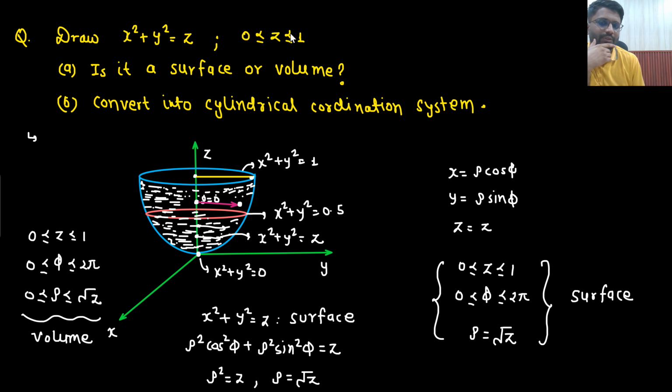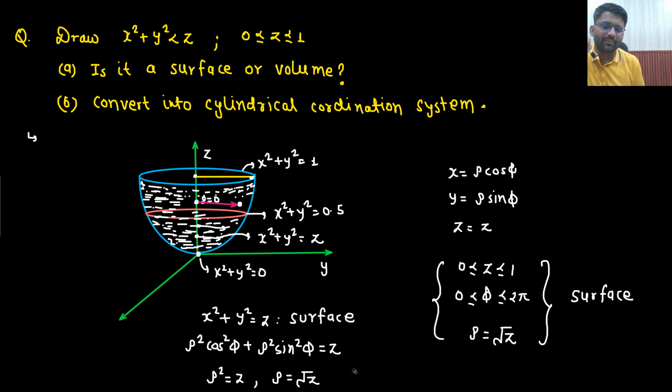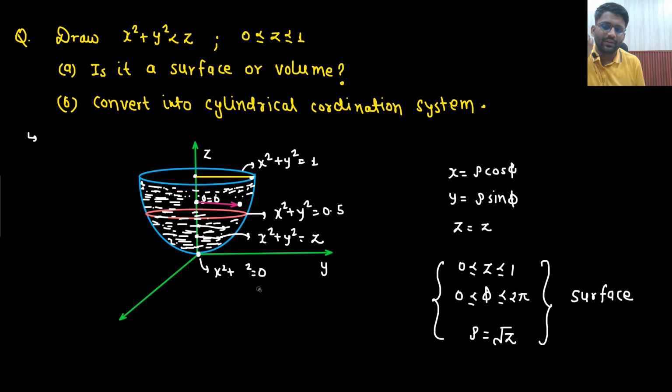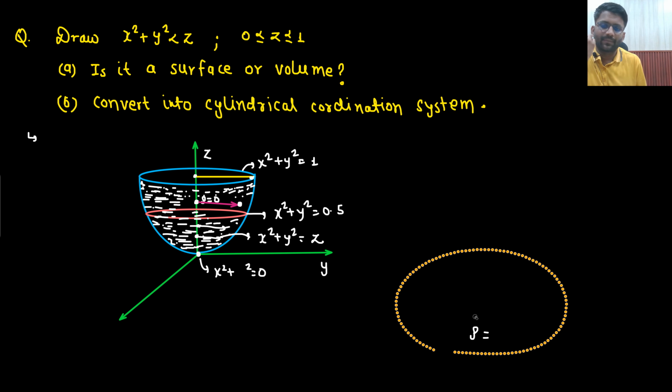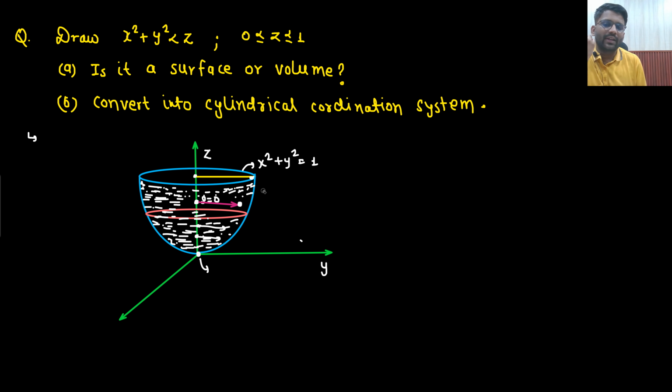x square plus y square equals z, z is going from 0 to 1. Now x square plus y square less than z, z is going from 0 to 1. So is it a surface or a volume? Then convert it into the cylindrical coordinate system. This is what I am asking you. Okay. So now this is the question. So what will happen now? What kind of structure will you get?